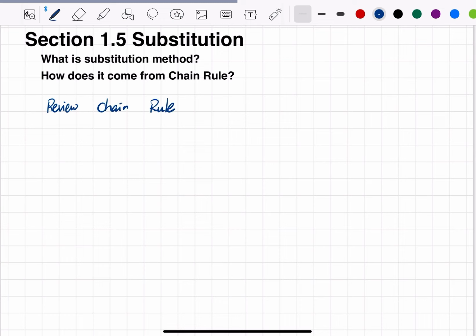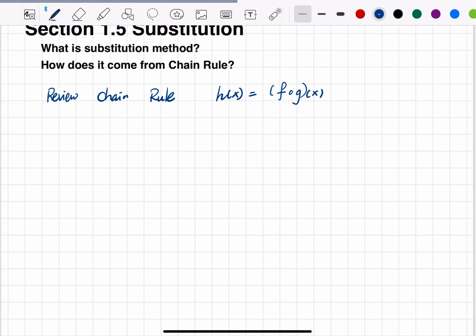The chain rule is about taking the derivative of a composition function. So what is a composition function? When we have h of x, which is a function made by combining the function f and the g, which is f of g of x. When we take the derivative, because we have an inner function and an outer function, we have to consider them twice.